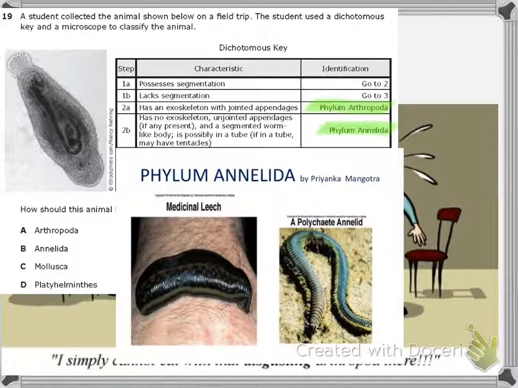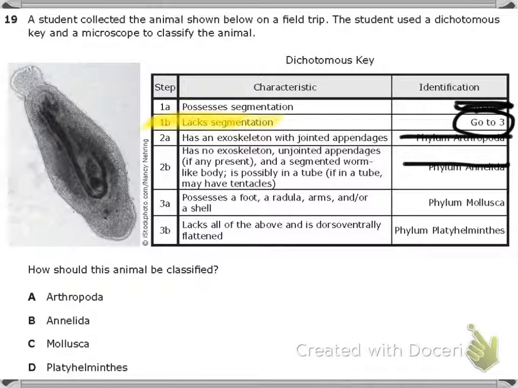Okay, so we see segmented, unjointed appendages. So this is what 2B would be, which again we highlighted in green because it is the wrong answer, but I just wanted to get a picture of what that actually looks like. Alright, let us continue. Okay, so recap. We look at our picture, it doesn't have segmentation, no separation there. It says go to 3, so we skip 2 altogether, go directly to 3.